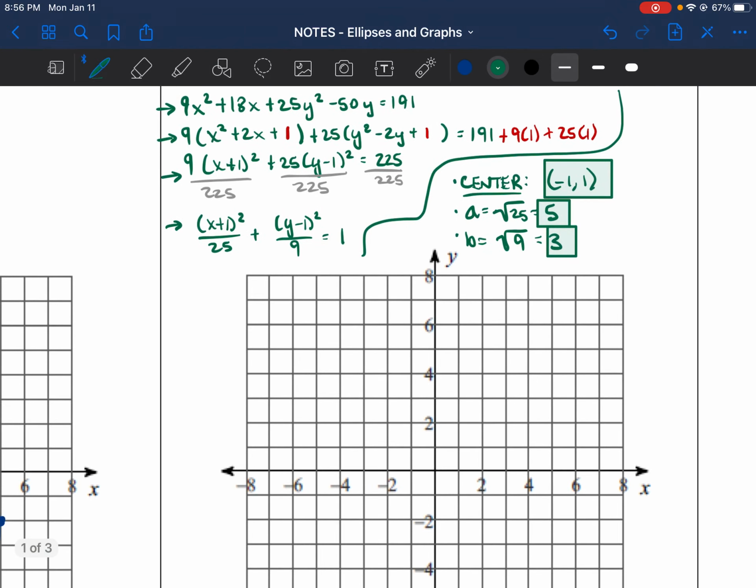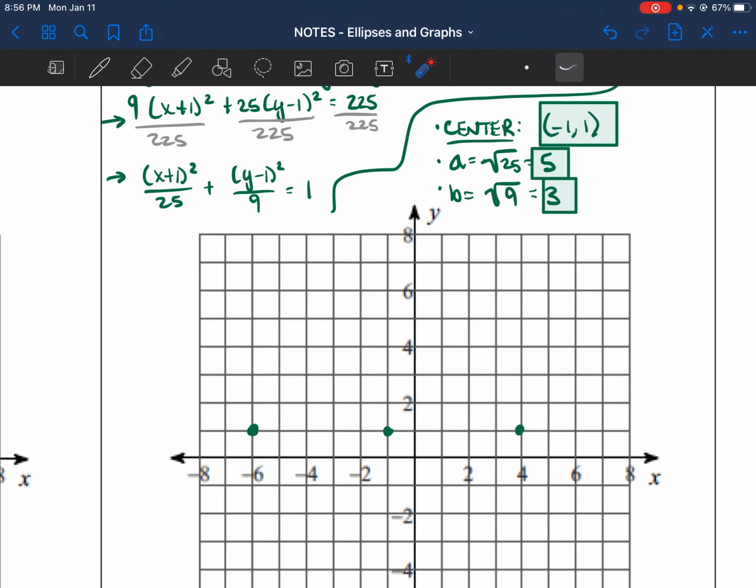So 1, 2, 3, 4, 5. Now for b, again, b is the distance from the center to the co-vertices. That's going to be on the minor axis. So we're going to go 3 up and down from the center. 1 point here and 1 point here.